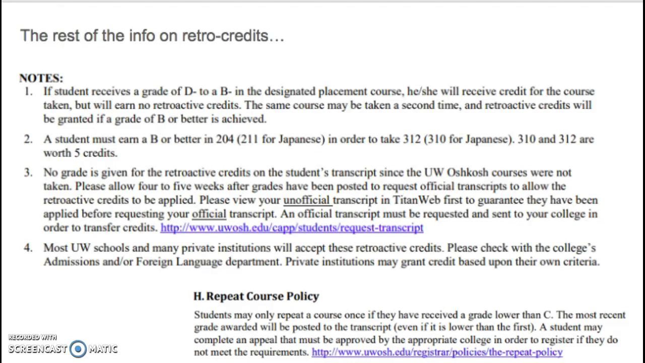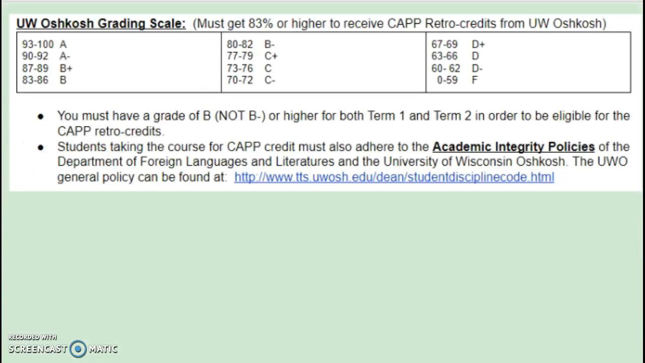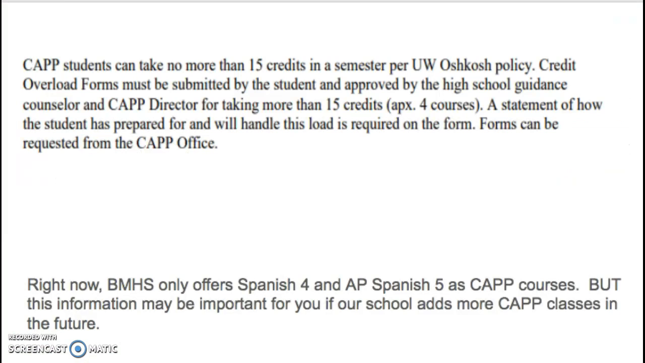Please pause here to see more information on retro credits. The grading scale, so you can see where the B compares to the B minus, is on this screen. If your school offers many CAPP classes, there is a limit. CAPP students can take no more than 15 credits in one semester per UW Oshkosh policy.